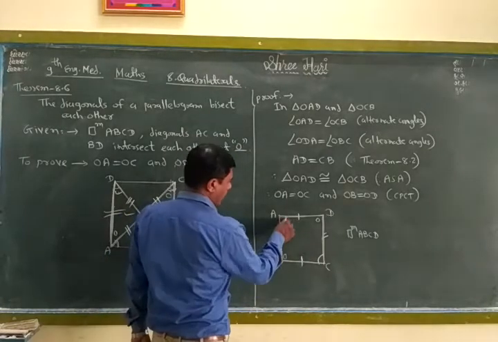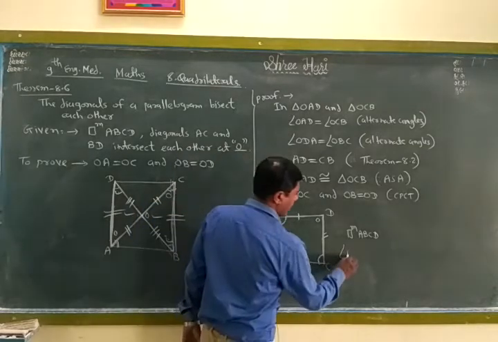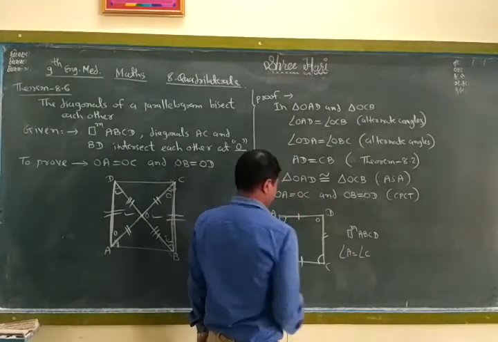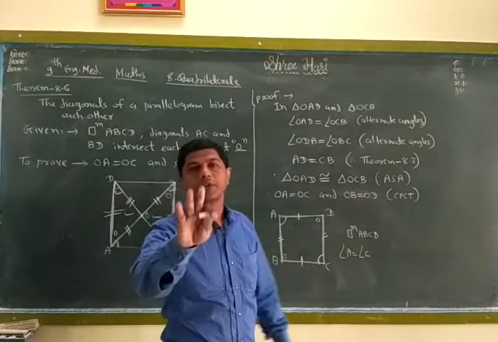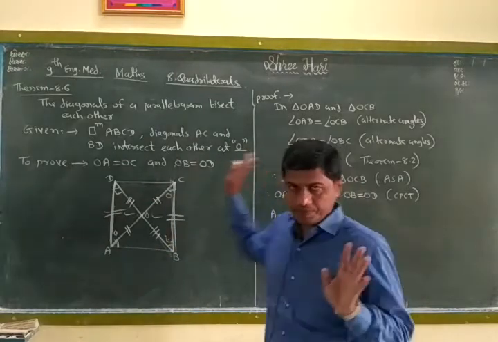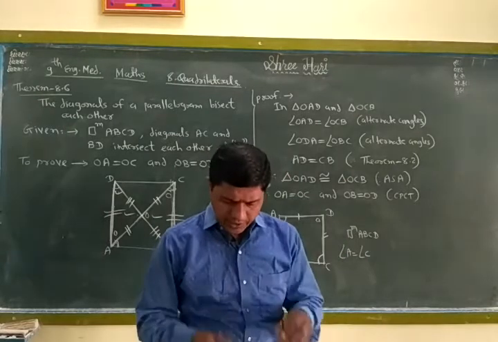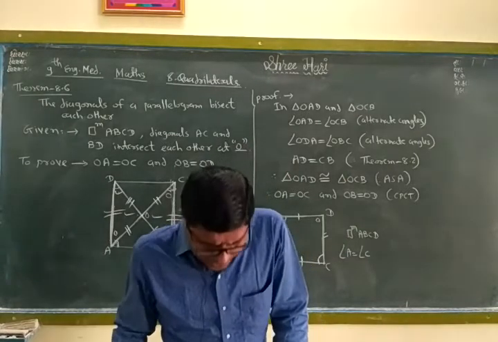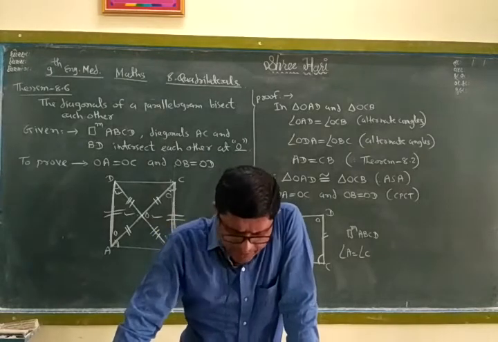So here opposite angles, angle A is equal to angle C, इसमें angle A is equal to angle C, angle B is equal to angle D. So this is a parallelogram in 8.5. 8.6 is the proof here. Now 8.7, if the diagonals of a quadrilateral bisect each other, then it is a parallelogram.